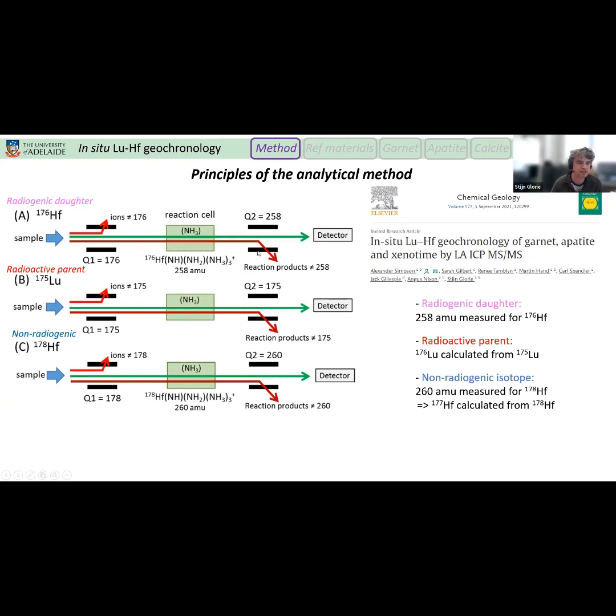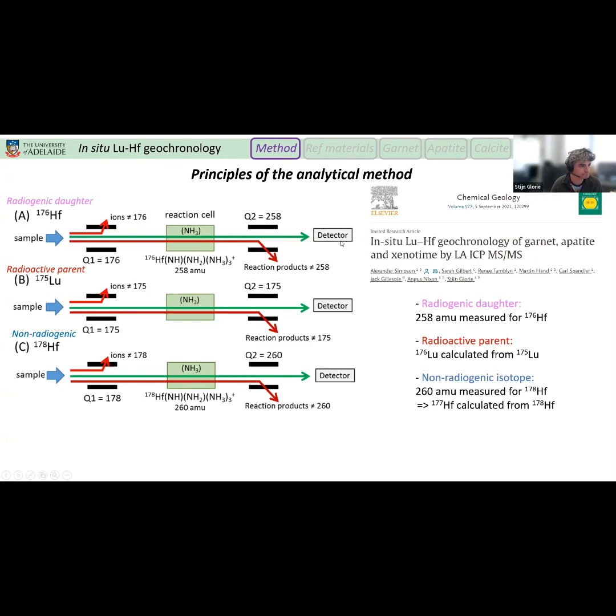These two bars here are the two quadrupole systems, and the green box in between them is the reaction cell. If we want to measure hafnium-176, in the first quadrupole system we let through only ions with mass 176. That is hafnium plus lutetium plus ytterbium, and they all go through at the same time. They reach the reaction cell, and from those, only hafnium reacts with the ammonia gas to form this large cluster ion, which shifts the mass to mass 258. If we then select mass 258 on the second quadrupole, we're getting purely hafnium-176 into our detector and no longer lutetium.